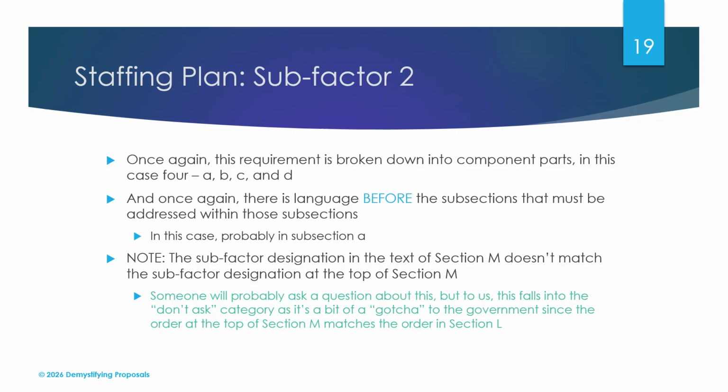top of section M. So there's a list at the beginning of section M of what your 5 subfactors are. And then there's the actual descriptions of what goes into each section and how they're going to be evaluated in section M. And it changes from subfactor 2 to subfactor 3 in that description. Somebody will probably ask a question about that, but to us, again, this is a bit of a gotcha. Since the order in the top of section M matches the order in the top of section L, I don't think I would ask a question about this, but if you want to, it's a question you can ask.